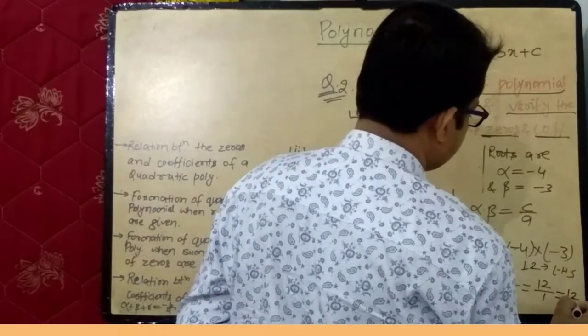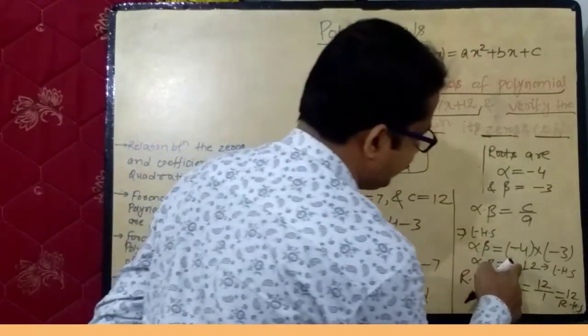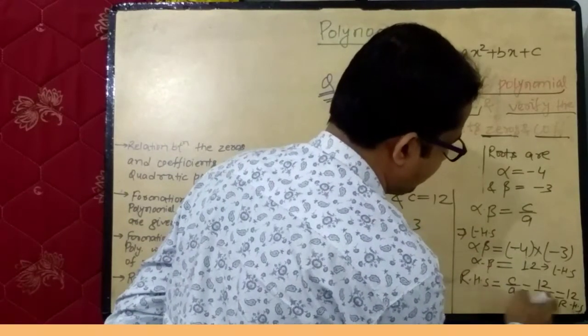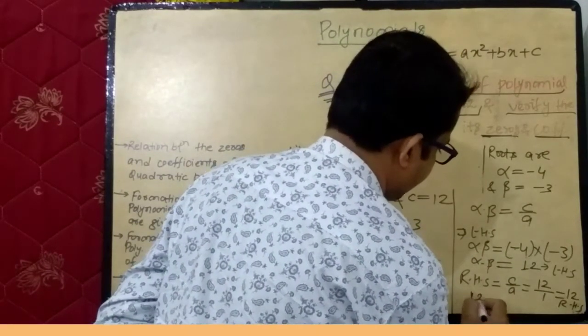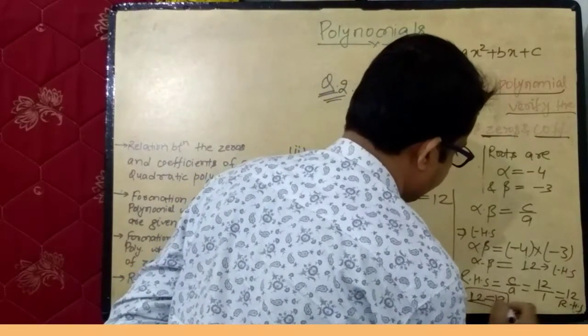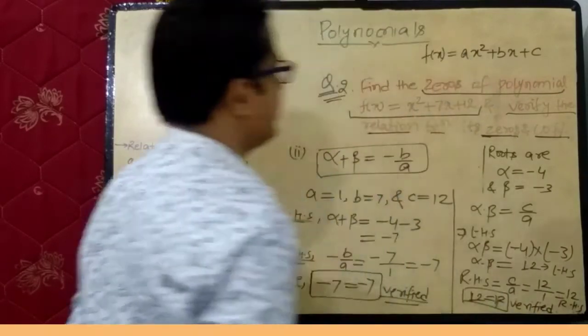This is the RHS. Further, in this calculation, we have obtained that alpha into beta, that is 12, equals c upon a, which is also 12. Then we can say that 12 equals 12, which is correct. That is verified.